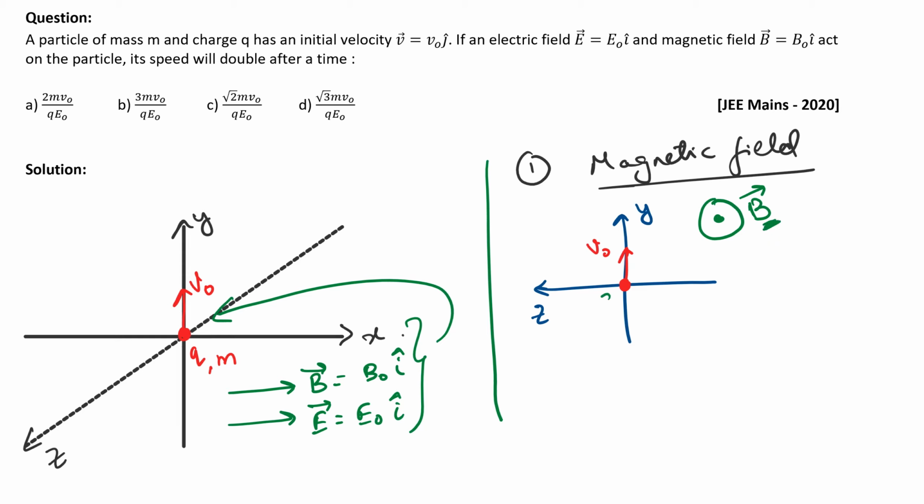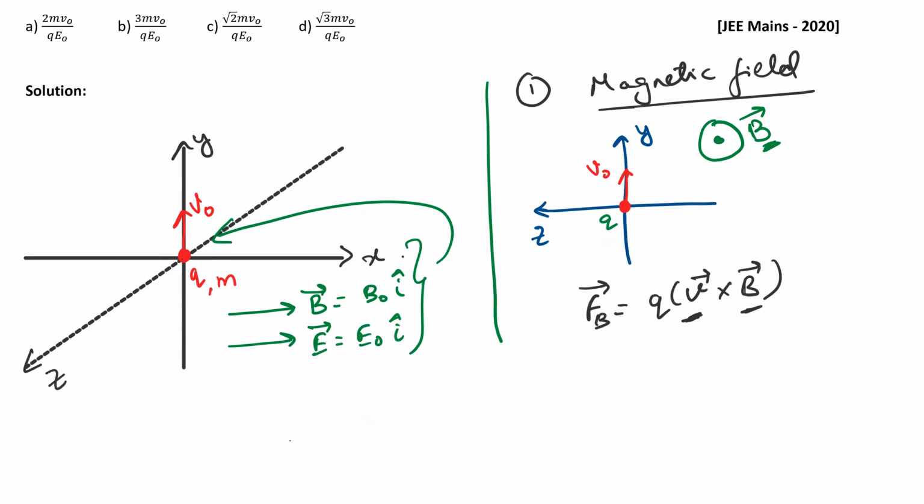A charged particle is moving in the presence of a magnetic field, so it would experience a magnetic force, and this magnetic force is given as Q V cross B, the cross product of V and B. V is along the y-axis and B is along the positive x-axis. So if we do the cross product, we get a force along the negative direction of the z-axis. The value of Fm would be given as minus Q V0 B0 k cap.